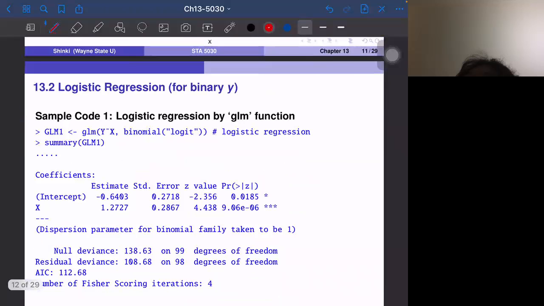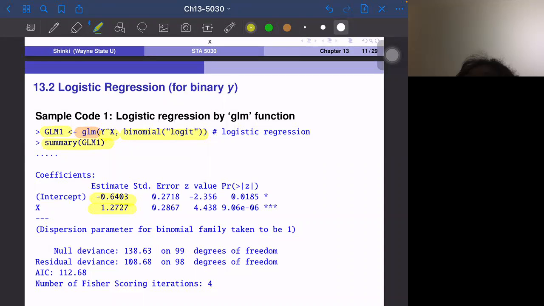And how to fit in R. R has many statistical estimation functions, and we use this GLM function. If we specify just y on x, this is the same as the linear model LM function. Then specify binomial with logit, and then we can do a logistic regression. Also, we can choose probit or some other techniques. Then the summary of GLM1, this object, gives the estimates. So negative 0.64 is the intercept, and 1.27 is the coefficient of x.